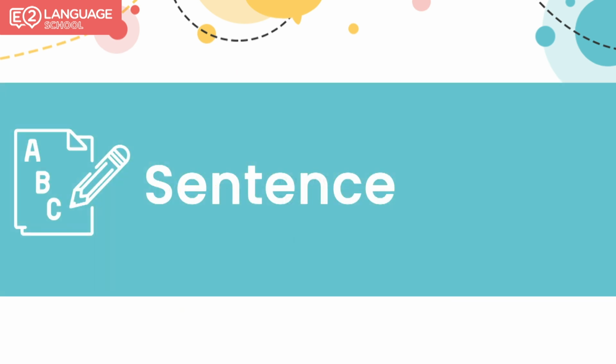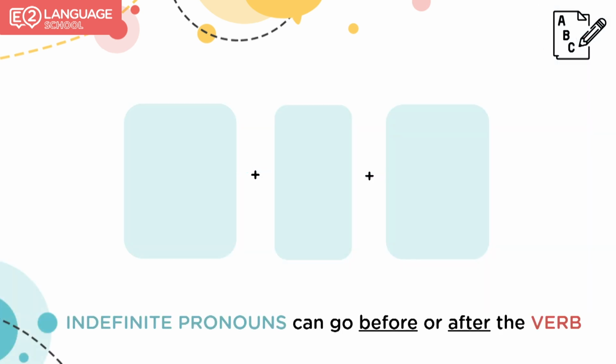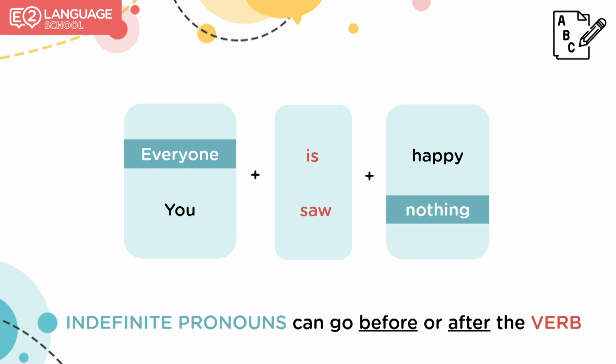Okay, moving on to our second part of the lesson, sentence. So how do we use indefinite pronouns in a sentence? Well, the rule is indefinite pronouns can go before or after the verb. Everyone is happy. You saw nothing. So everyone, in this case, is the subject of the sentence. Nothing is the object of the sentence.